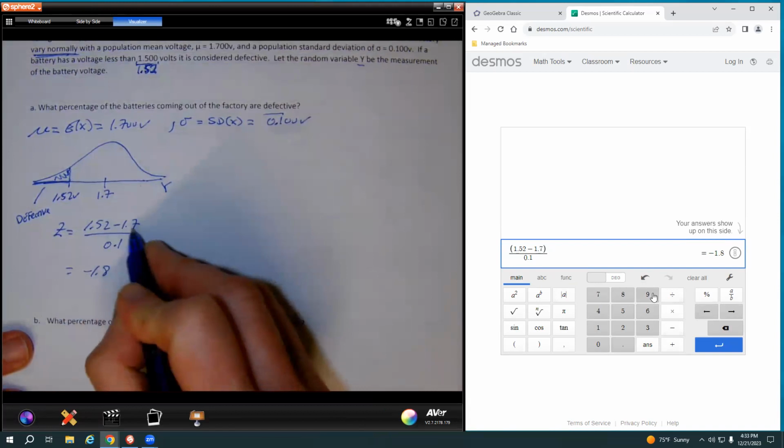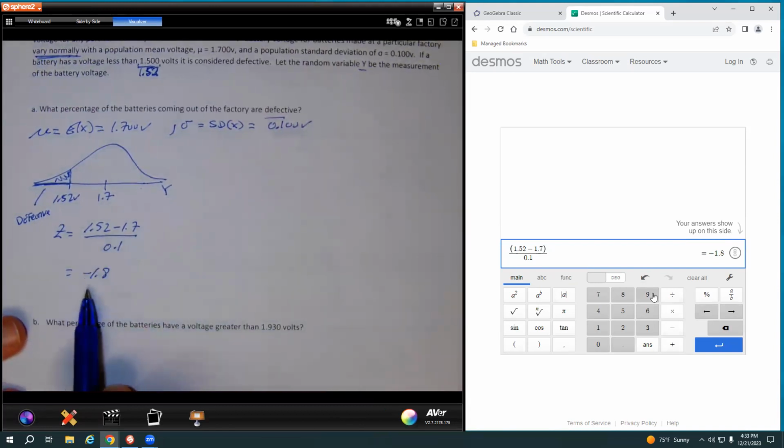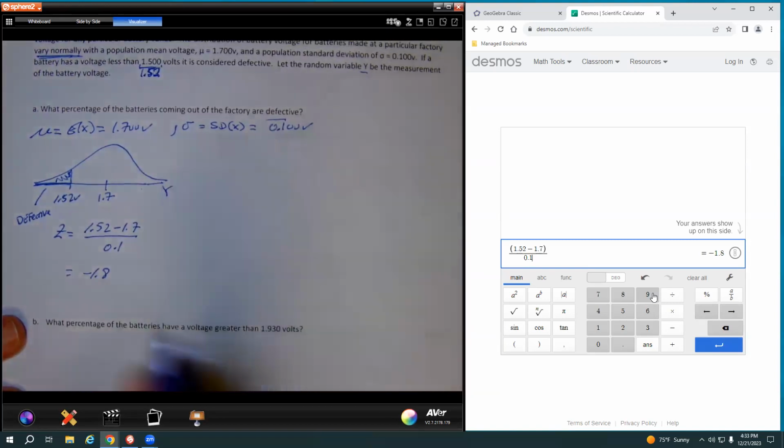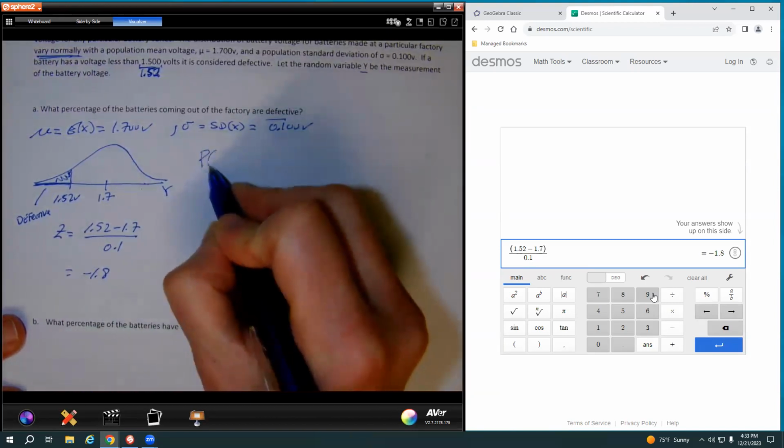So this is voltage, but now this is a z-score. So what that tells me is 1.52 is negative 1.8 standard deviations to the right. That's what it's telling me. To the left. Sorry, not the right. Did I say the right? No, to the left of the mean. Great. So now I'm going to come over here and type the following.